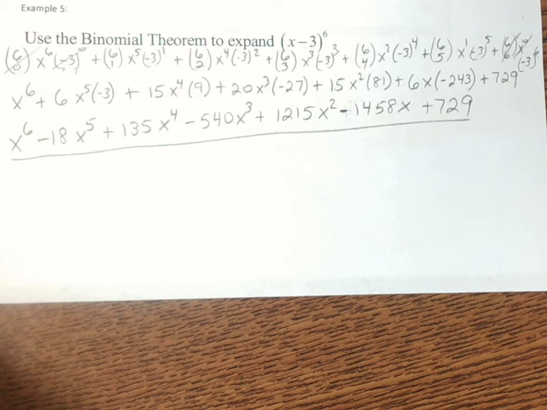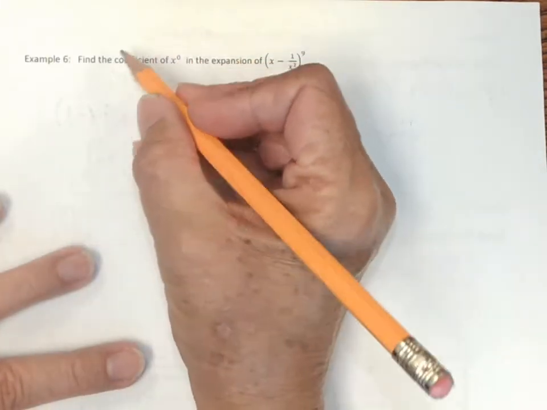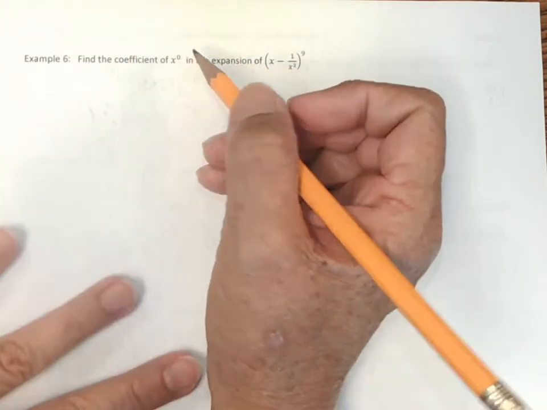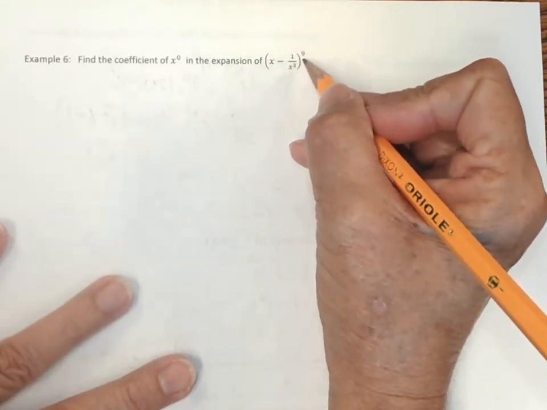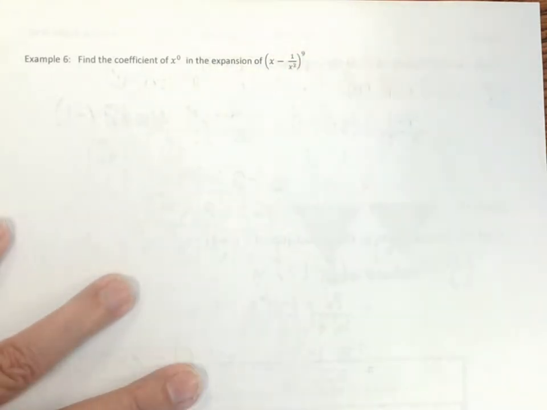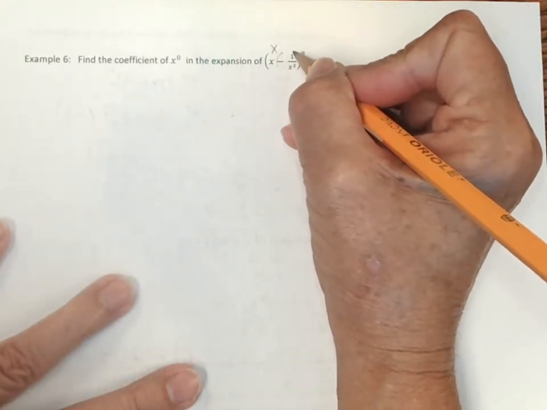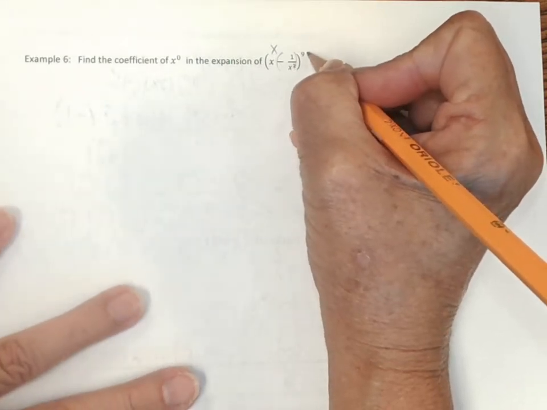So let's take a look at one last problem. Okay, a little bit more complicated here, but we can do it. Find the coefficient of x to the 0 in the expansion of x minus 1 over x squared raised to the 9th. Okay, so this is my x value. My a value is negative 1 over x squared, and n is 9.